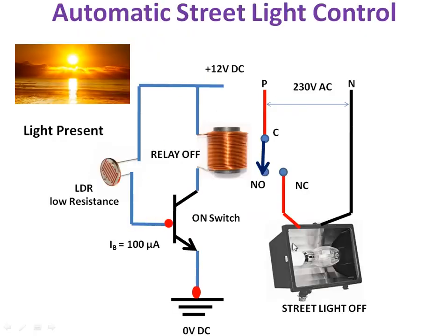So this is one of the applications of transistor. Here the transistor is acting as a switch. If the light is present, the LDR resistance will become low. So there will be a current flow through the base, say 100 microampere. If 100 microampere flows through the base, the transistor will act as an on switch, so it allows the current. When the current flows through the relay coil, the relay will become on. Then the switch will be transferred to NO. Automatically the street light will become off.